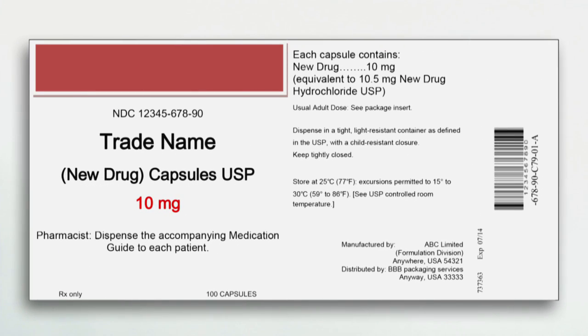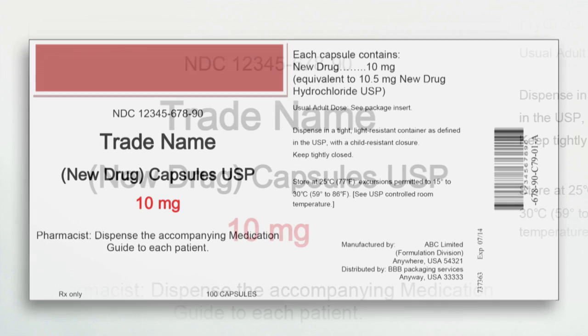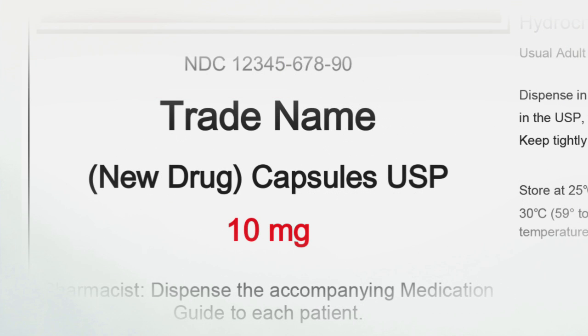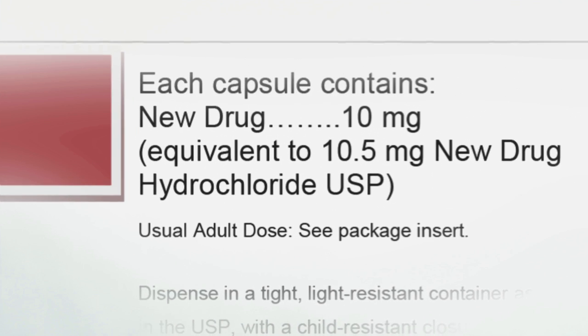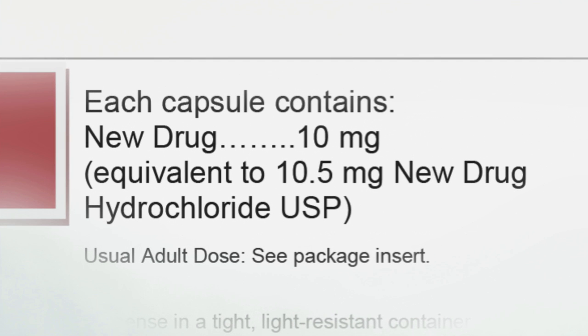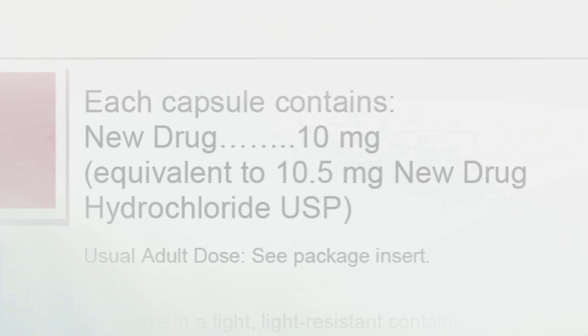Here's an example of a product label of a drug that contains an active ingredient that is a salt. The new language adds the information about the salt in parentheses. It states that each capsule contains 10 milligrams of new drug, and in parentheses states, equivalent to 10.5 milligrams new drug hydrochloride, USP. This policy is very important to pharmacists.